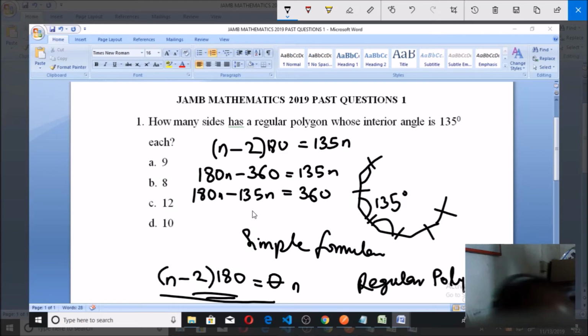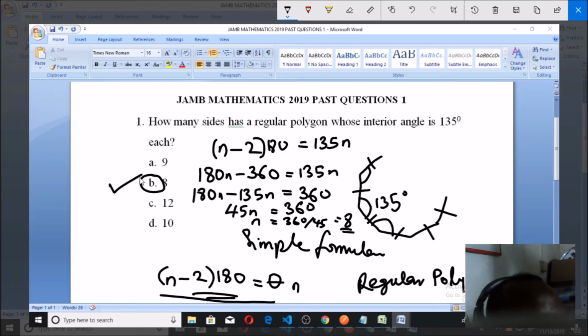So 180 minus 135, what will it give us? It will give us 45. So we have 45n equal to 360. So making n the subject of the formula, divide through by 45. So you have 360 divided by 45, which will give us 8. So 8 is the answer, and you can rightly say the option B, and that is the answer.